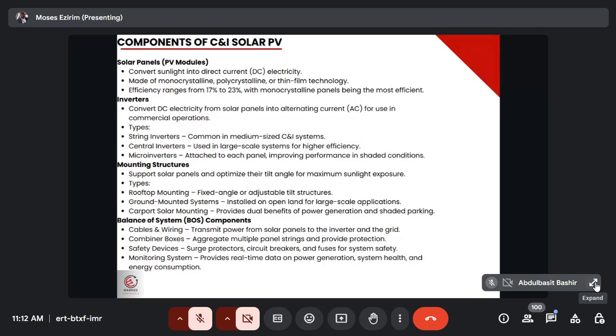All right. So now let's move to inverter. Inverter converts DC, direct current, from your solar panel into alternating current, AC, for use in commercial operation. In our homes, what we use is AC. All right, that's 230 volts, 50 hertz frequency. That is what we use.